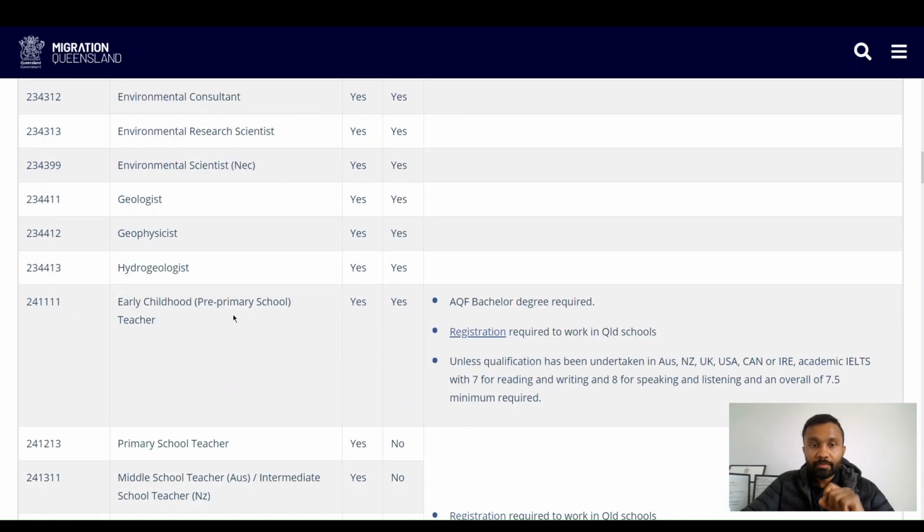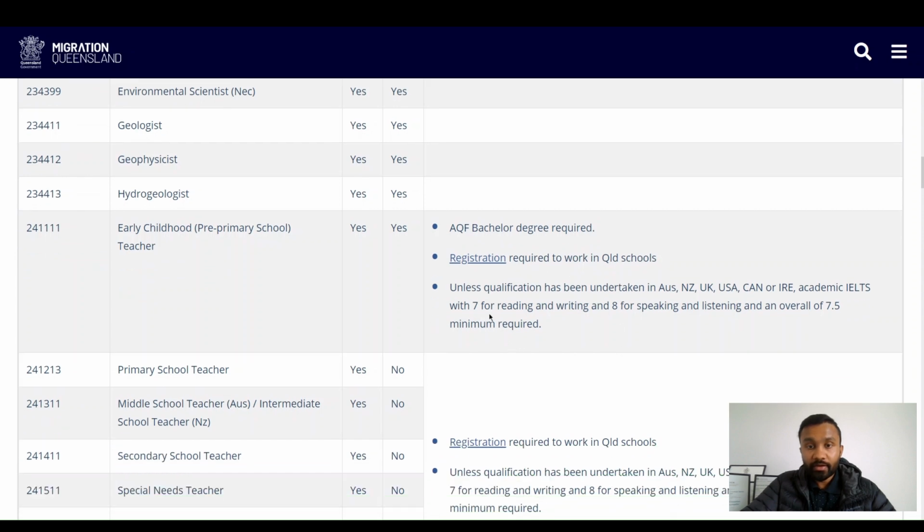Early childhood pre-primary school teacher, yes for both 491 and 190, but you require an AQF bachelor's degree or higher, at least a bachelor's degree required. Registration is required to work in Queensland schools, and unless qualifications have been undertaken in Australia, New Zealand, UK, USA, Canada, or Ireland, you will require IELTS 7 academic for reading and writing and 8 for speaking and listening. This will be a requirement anyway when you apply for the skill assessment with AITSL.